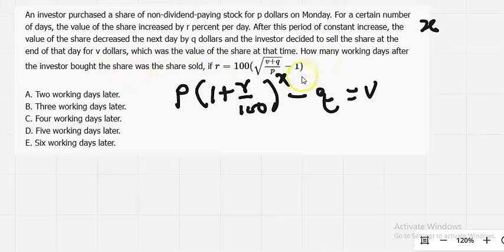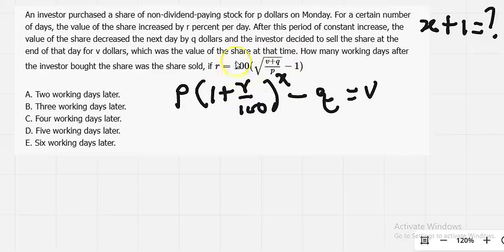So it increased for X number of days. It now decreased by Q dollars the next day. So we are looking for X plus 1. So that's all we're looking for. So we are given that R equals 100 in brackets square root of (V plus Q) over P, minus 1.